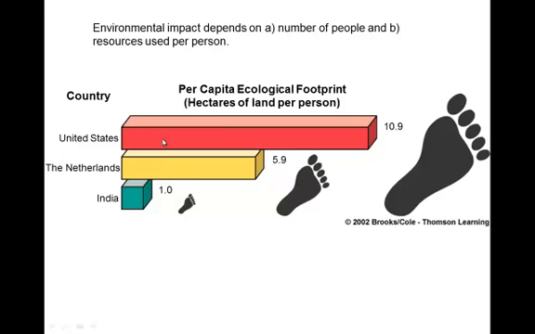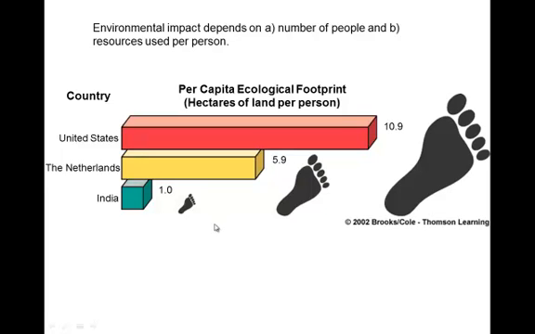In the United States, we have by far the largest ecological footprint. A European footprint, and Europeans live a pretty advanced lifestyle. There it is. And then in India, it requires very little for the way that most Indians live. They live a very modest lifestyle compared to an American lifestyle.